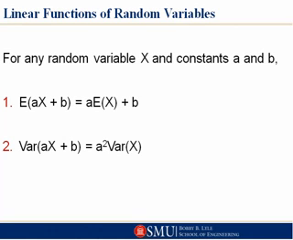If you have a linear function of x, your random variable, and you know what a and b are, the expected value of ax plus b is equal to a times the expected value of x plus b. The variance of that function, g of x, a linear relationship of ax plus b, is going to be a squared times the variance of x.